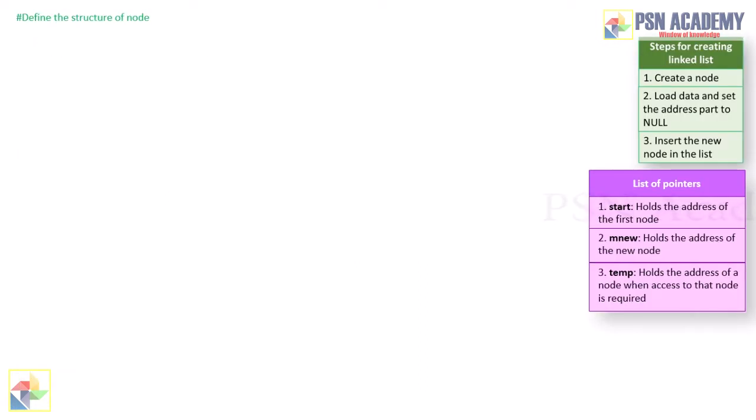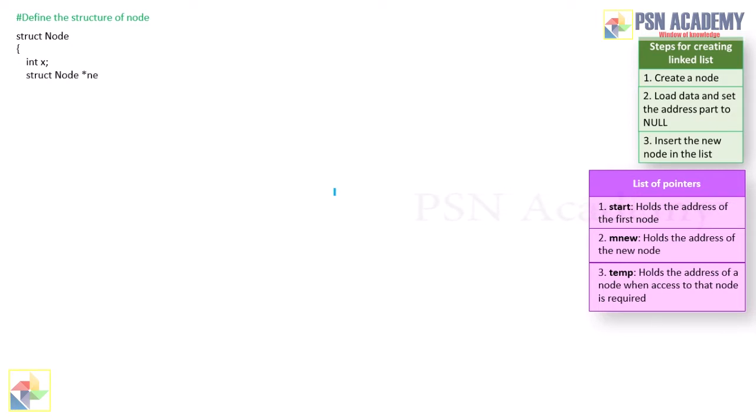Now let's write a program for this in C. First, we define the structure of node. We give the name node itself to the structure of the node. x is a member of int type. Since the data part is not of much concern, we keep it as a simple int variable.